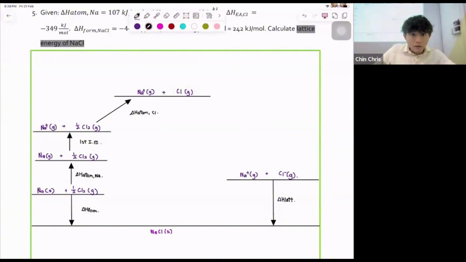All right, guys, next. Okay, from Cl gas to Cl-, what is the process? This process is the first electron affinity, right? That's it, guys. Okay, now your entire diagram is completed.